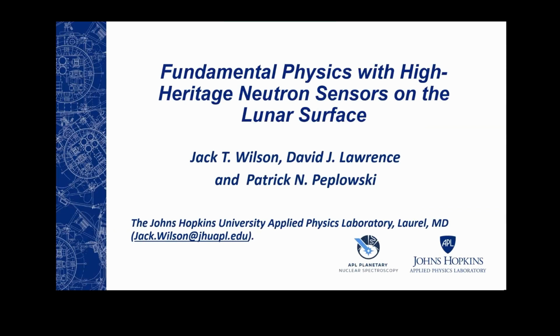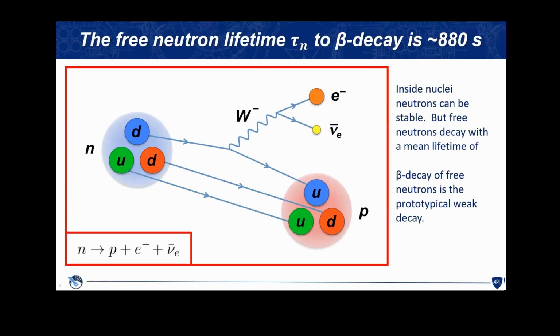Okay, very good. Right, so yeah, a slight change of gear here. I'm going to talk about general relativity and talk about particle physics instead. So this talk is going to be about measuring the neutron lifetime from the surface of the moon using a neutron detector that has, or at least could have, a lot of heritage from Messenger and Psyche NS.